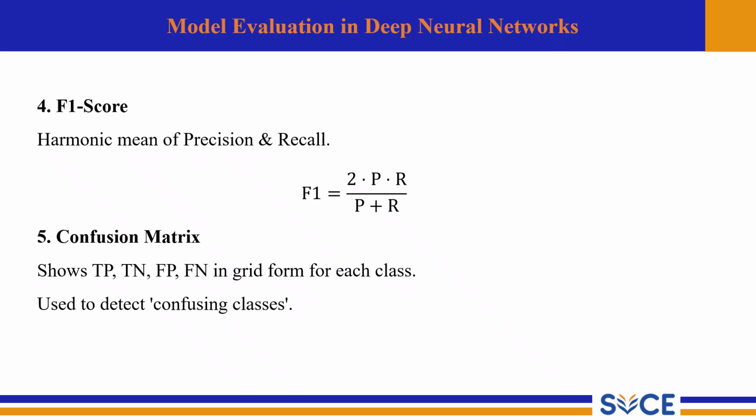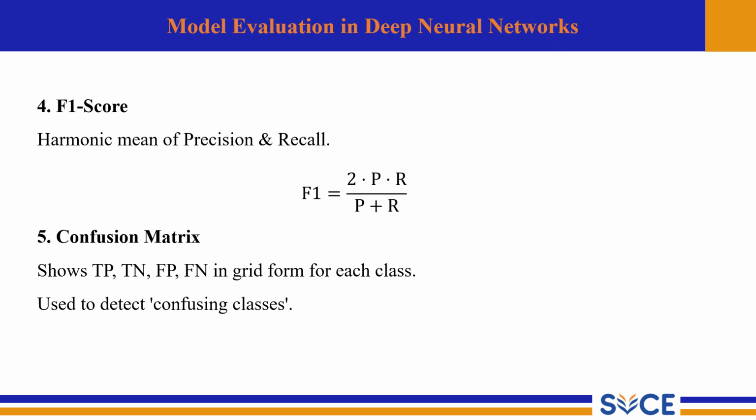The next one is F1 score. It combines the precision and recall into a single metric using the harmonic mean. So F1 equals 2 times precision times recall divided by precision plus recall. It is useful when the data set is imbalanced, as it balances false positives and false negatives.